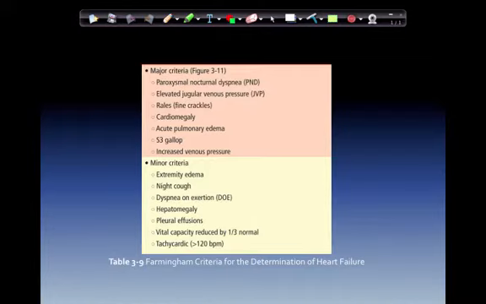Major criteria. This is Framingham's criteria for determination of heart failure, and this is Figure 3, Table 3.9 in your book. Major criteria, Figure 3.11, are going to be paroxysmal nocturnal dyspnea, elevated jugular venous pressure, or JVD, and that was talking about earlier to where we would have a backup from the right side, rales, or fine crackles, cardiomegaly, acute pulmonary edema, and S3 gallop. S3 is after S1 and S2.